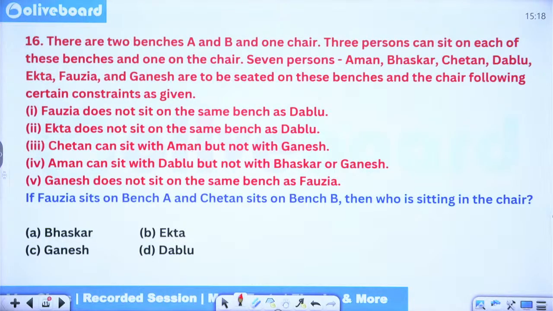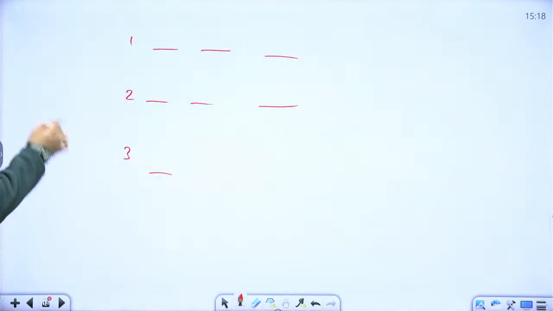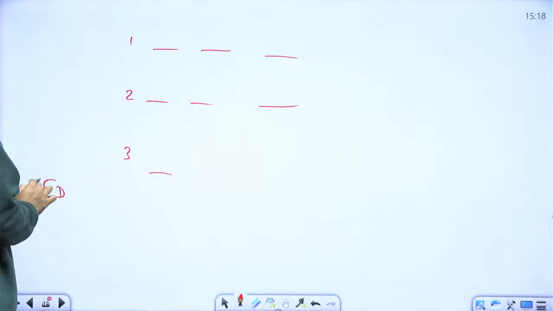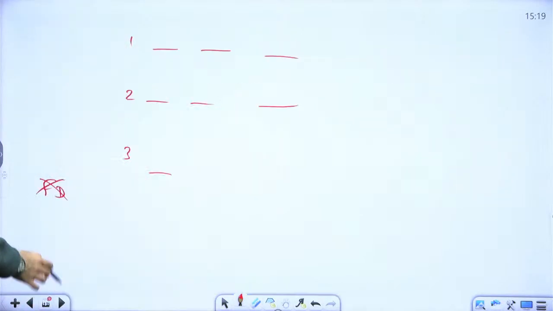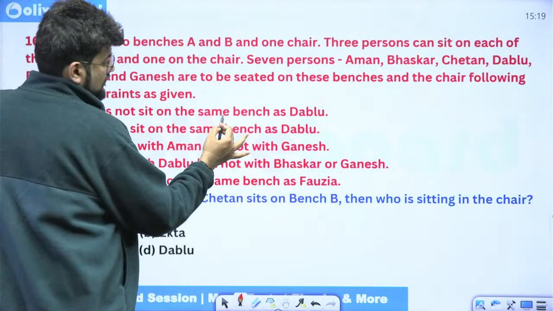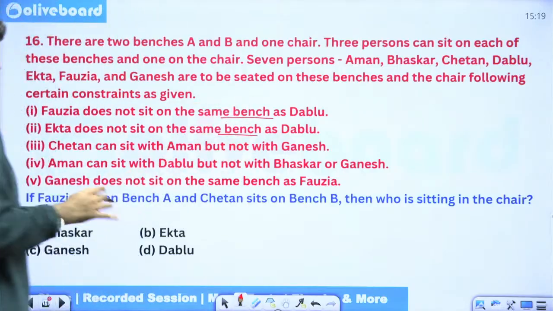7 persons, Aman, Bhaskar, Chetan, W, Ekta, Fauzia and Ganesh are to be seated on these benches and the chair following certain constraints. Okay. Fauzia does not sit on the same bench as W. Fauzia and W do not sit together. Ekta does not sit on the same bench as W. Ekta and W also do not sit together. Remember, they are sitting on benches, but not with W, probably.